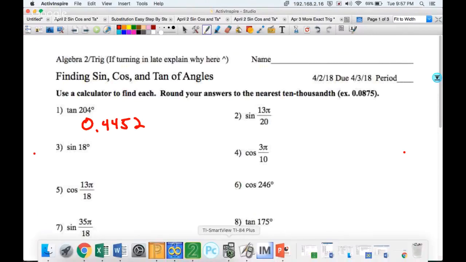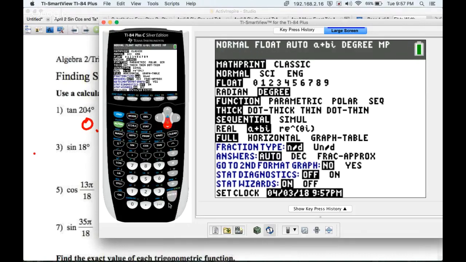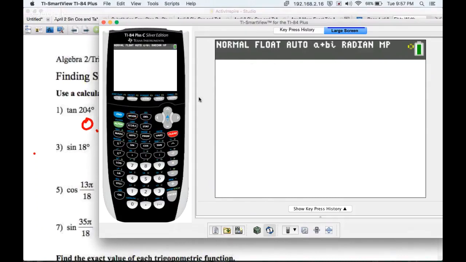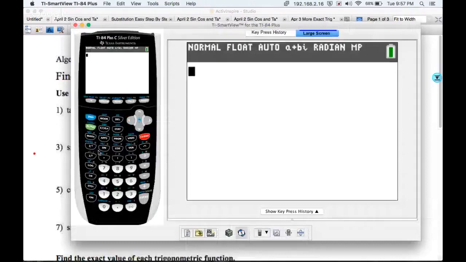Some of these other ones are in radians. So if I've got to switch it back to radians, I'll press mode, then click radian. Back to the main screen of the calculator. Sine of 13 pi over 20.